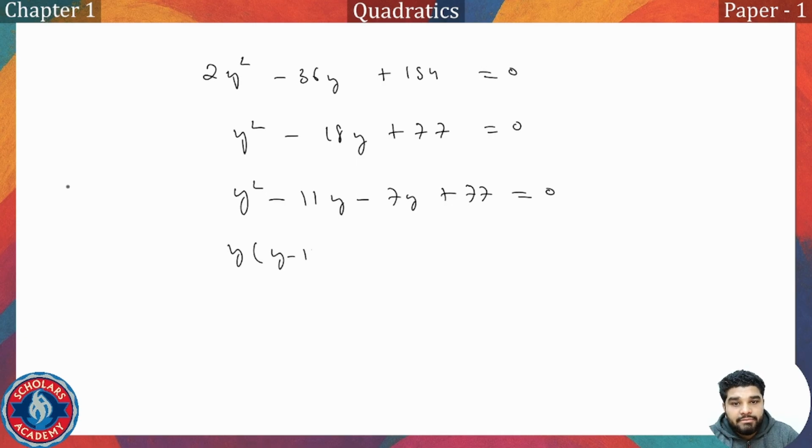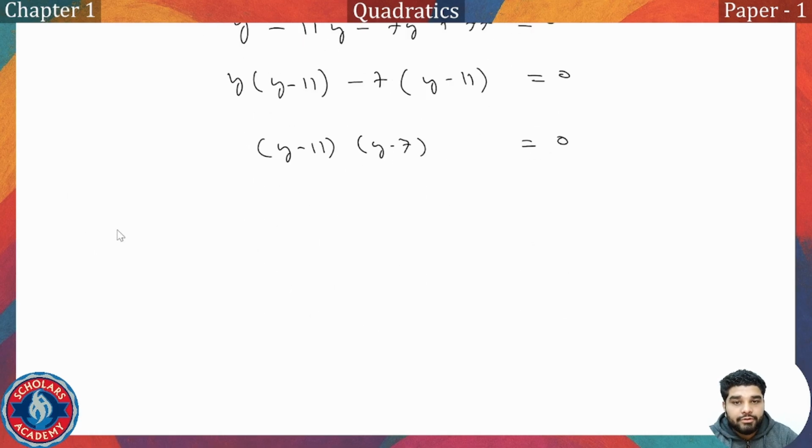Taking y common, y(y - 11), and negative 7 common, -7(y - 11) = 0. So we get (y - 11)(y - 7) = 0. From here we get y = 11 and y = 7.